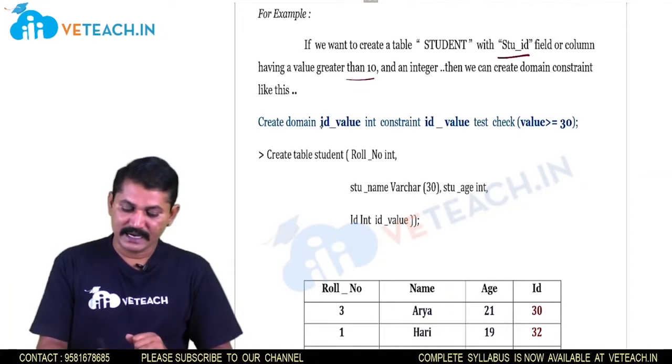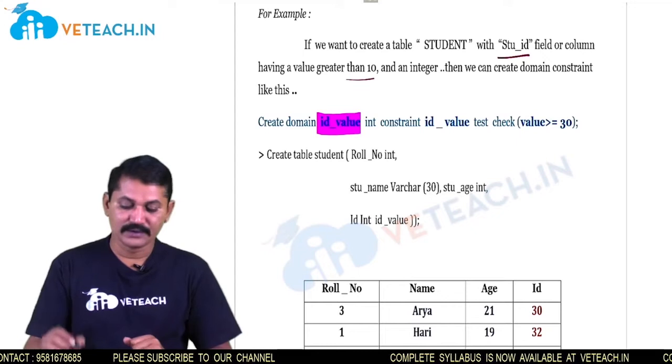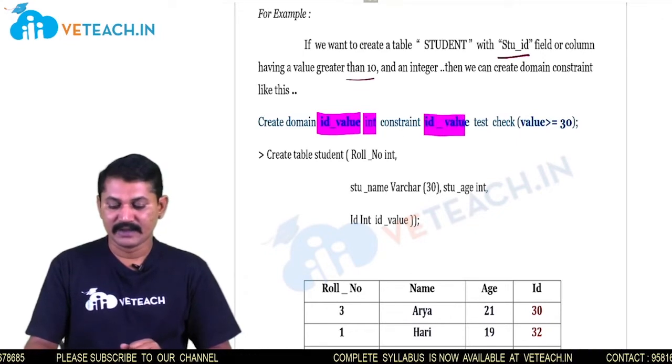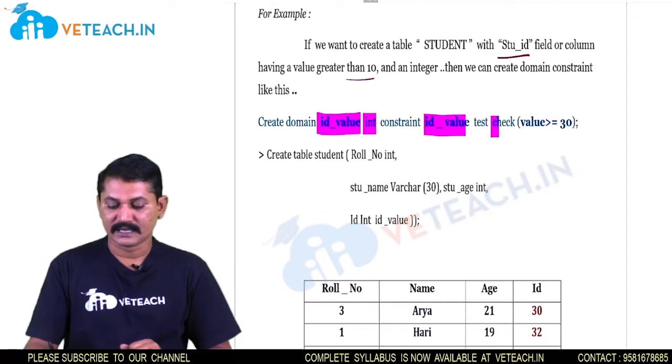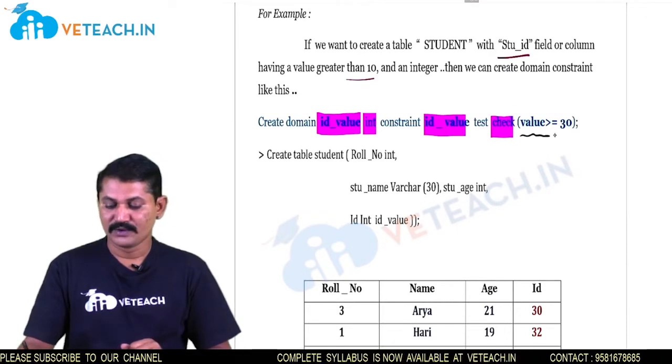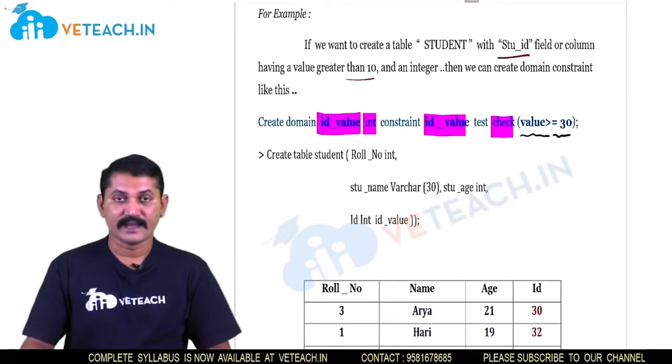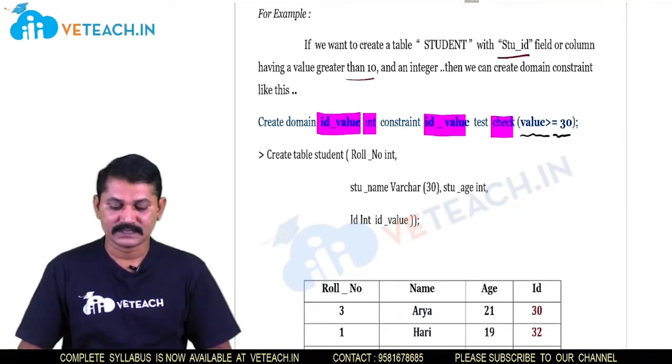Here we are creating the domain as ID value, and it must be integer, and the constraint is ID value, and we are checking that the value is greater than or equal to 30. How can we define this in the definition of the table?